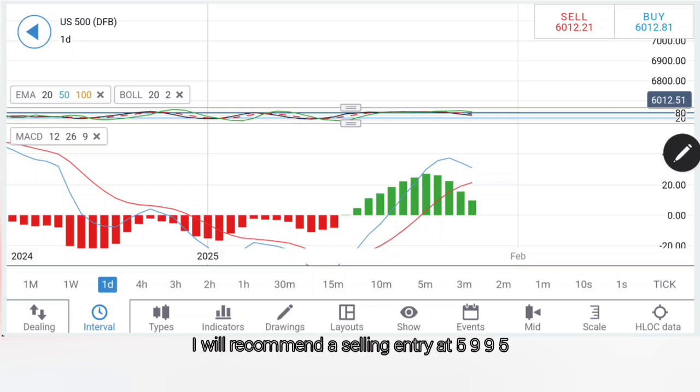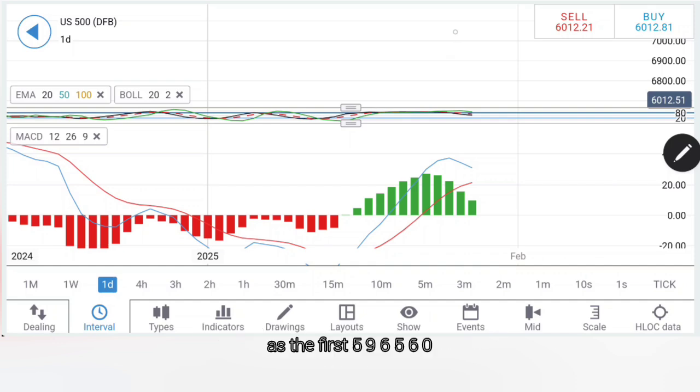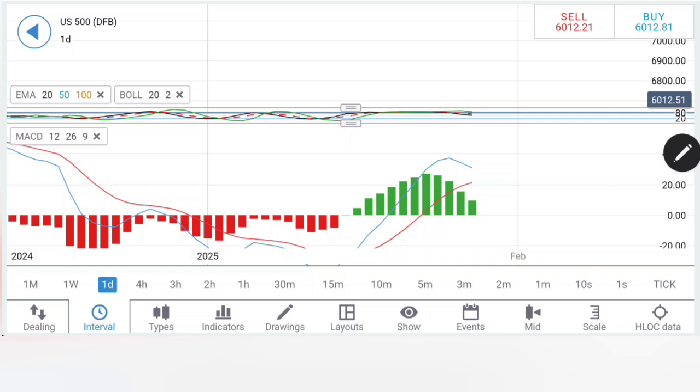On the downside, I will recommend a selling entry at 5995. Yes, 5995 you can take a sell. Expect 5980-82 as the first support. 5965-60 is the second support zone, and then 5,950. Below 5,950 is where the bears will try to take over towards 5,938-36 and then 5,920.